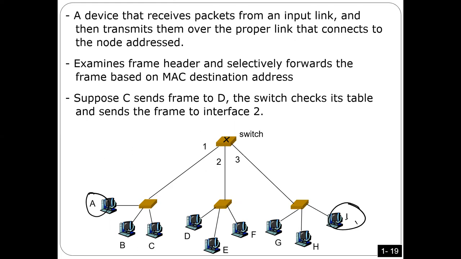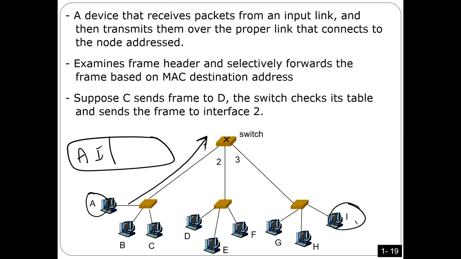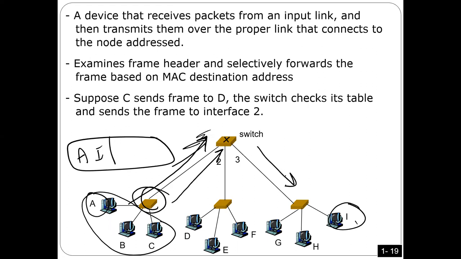Is it the destination of the switch? No, I. So for the packet, I'm going to say I'm the source A, the destination is I. And then I'm going to send it to the switch. For example, first, it has to go to this switch. This switch knows that I is not here, so it's going to send it to this one. This one knows that I is here, so it's going to transmit this way. You got what I'm saying? So all I need is just the address. Okay.